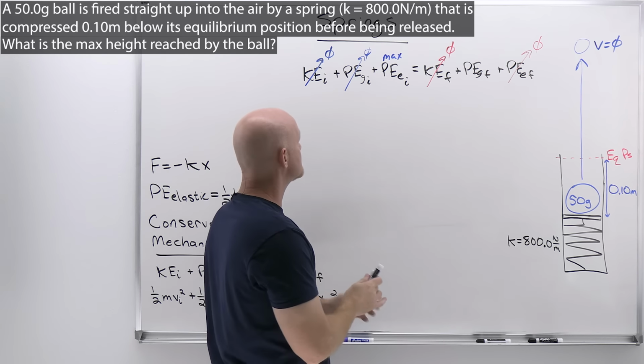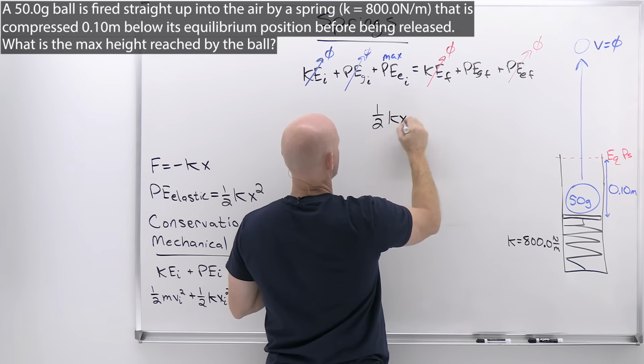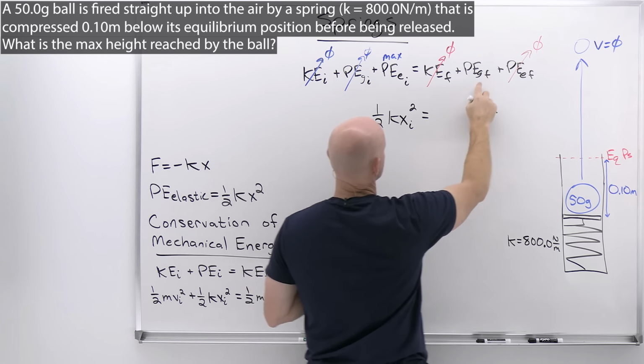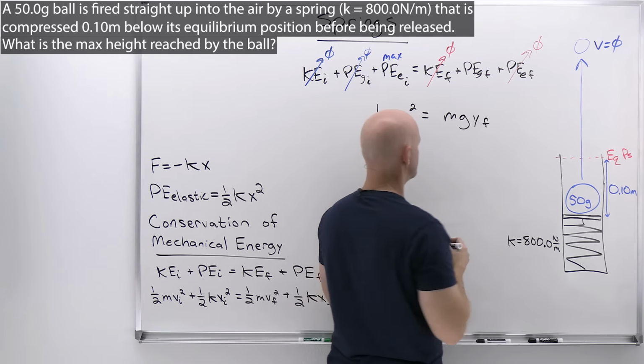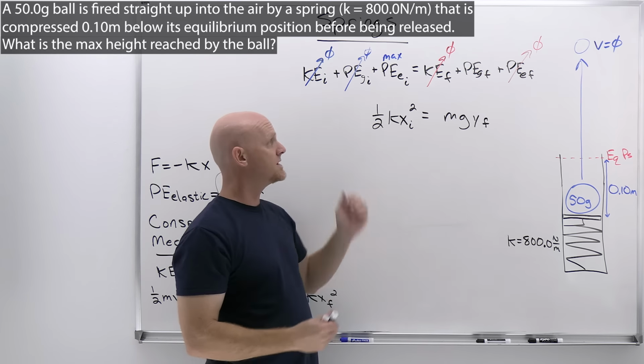So if we write some terms in, our elastic potential energy is 1/2 k x initial squared, and that's going to equal our final gravitational potential energy of m g y final. Cool, and that's that y final we want to solve for, and it's just simple plug and chug in this case.